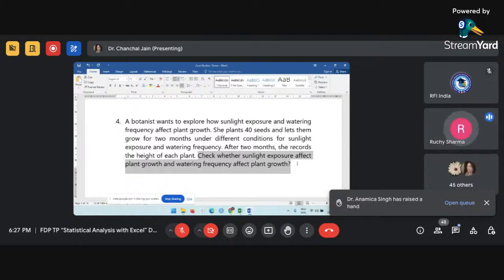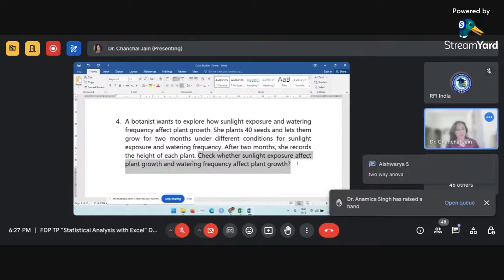Because we don't have any idea about hours of sunlight and frequency of watering, that is what I am telling you. Ma'am, I think ANOVA can be applied here. According to me, also, ANOVA should be the best option here. But if you want to apply regression, people can go for that also. But the important thing we need to understand is which kind of variable we are having.